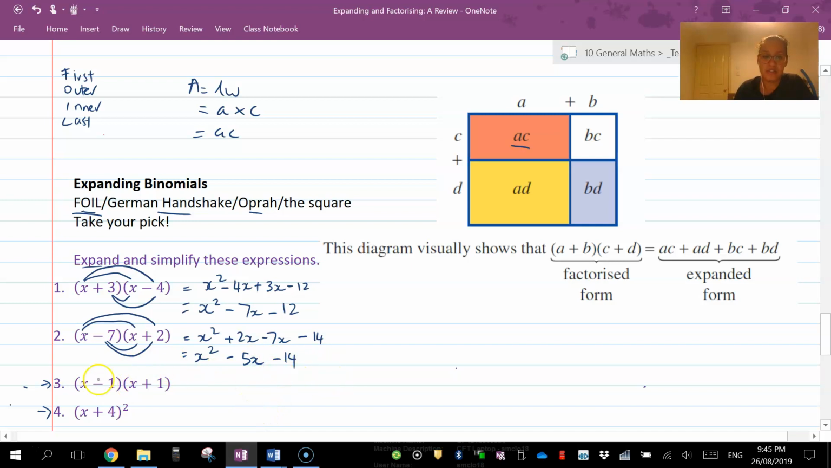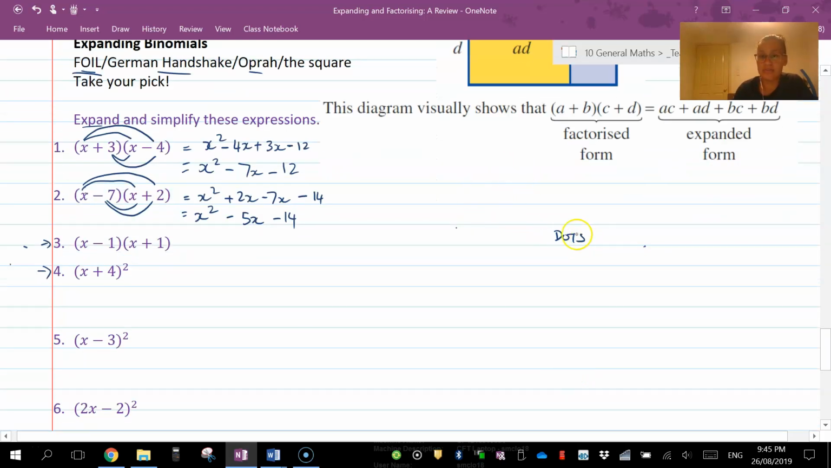This one here, this is what we call, I'm going to write it over here, dots. This stands for difference of two squares. And you'll see what the pattern is in a moment. So x times x, x squared, minus x, plus x, minus 1. Now if you have a look here, if I'm on my number line, negative 1, plus 1, so going this way, I end up on 0.